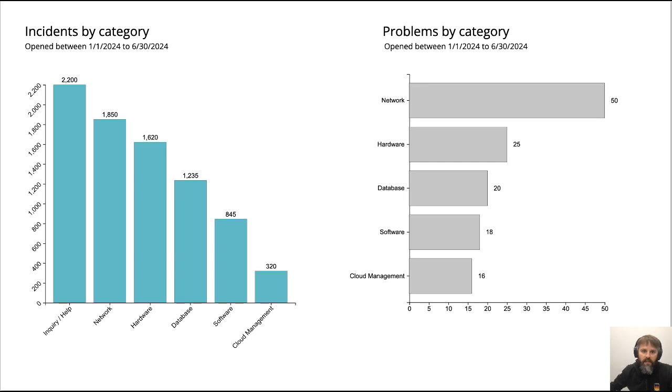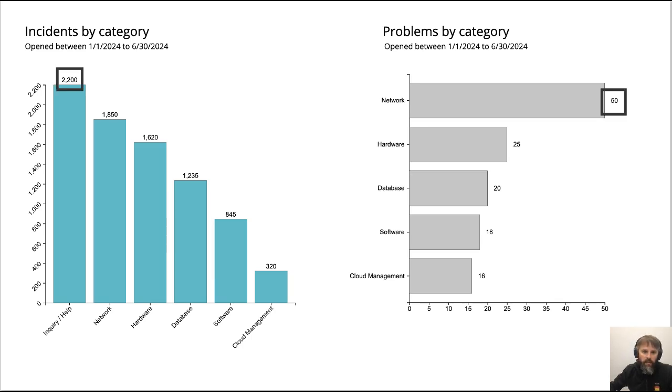Here, I distinctly try to make the incident by category story one story here on the left, and problems by category story here on the right. I do that by switching the axes of the way we're looking at it so that at least the scales don't seem like they are trying to be equal to each other. I got 2,200 on the vertical scale, and I got 50 on the horizontal scale. So each is independent of each other to make sense.